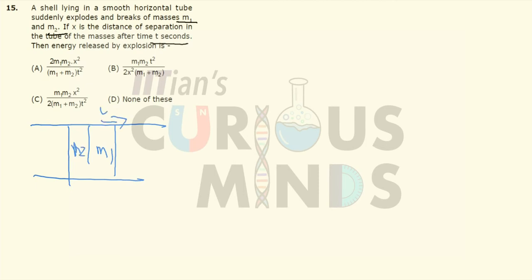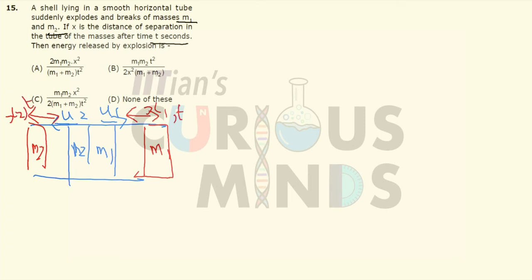Let its velocity after the explosion be u1 in this direction, and u2 in this direction. After a certain time, the shell arrives over here. Let the distance covered by m1 be x1 in time t, and let the second part of the shell arrive at a distance of x2 in time t. So by the law of conservation of momentum, m1 u1 will be equal to m2 u2.